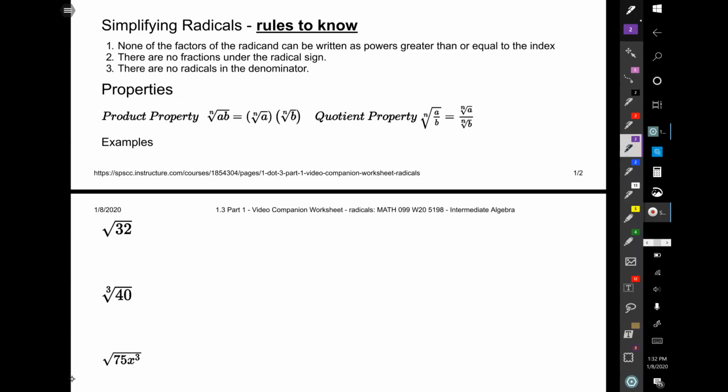Properties. The product property is the nth root of AB. So AB is my radicand. I have a product in there, so I can split those factors apart, and I can write that as equivalent to the nth root of A times the nth root of B. I also have a quotient property saying that when I'm dividing, I can split them up in the same manner. The nth root of a over b is equal to the nth root of a divided by the nth root of b in the denominator. And below I have some examples.